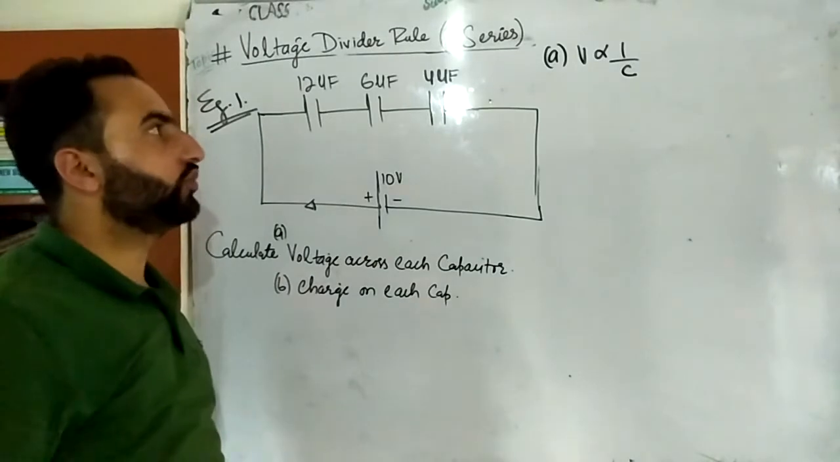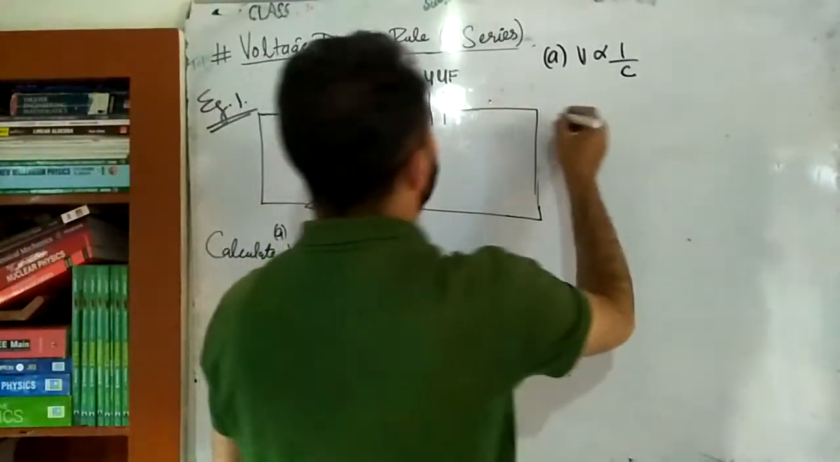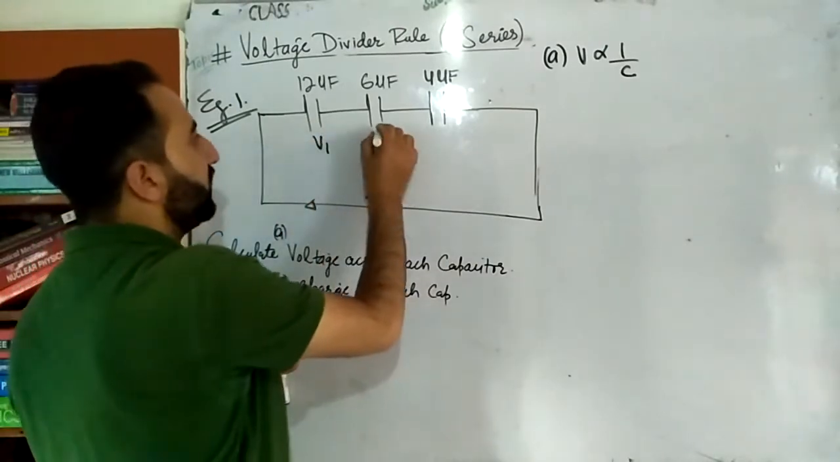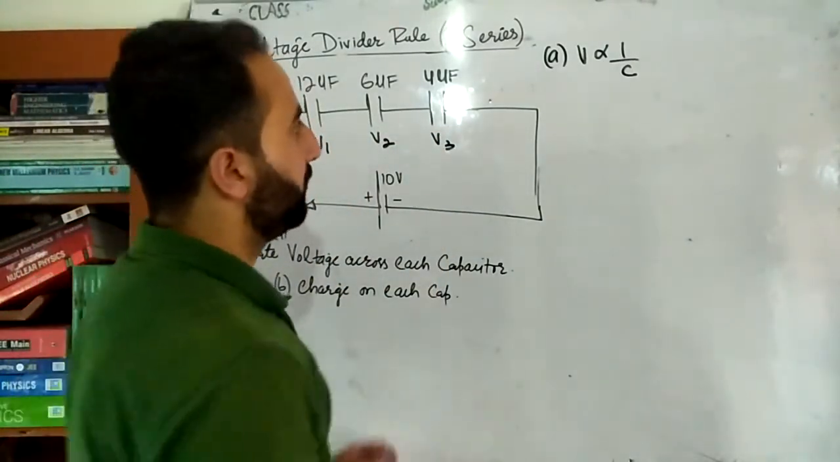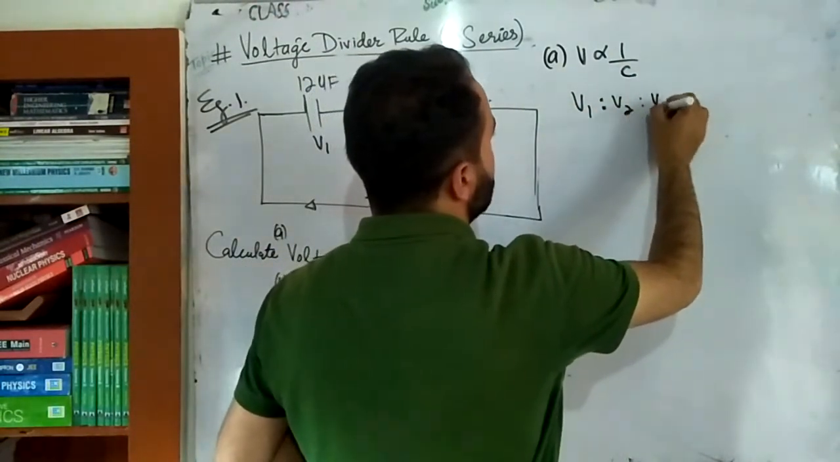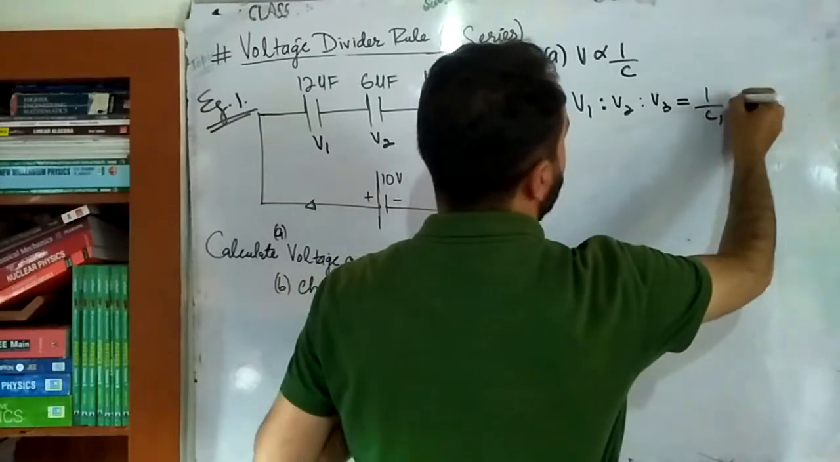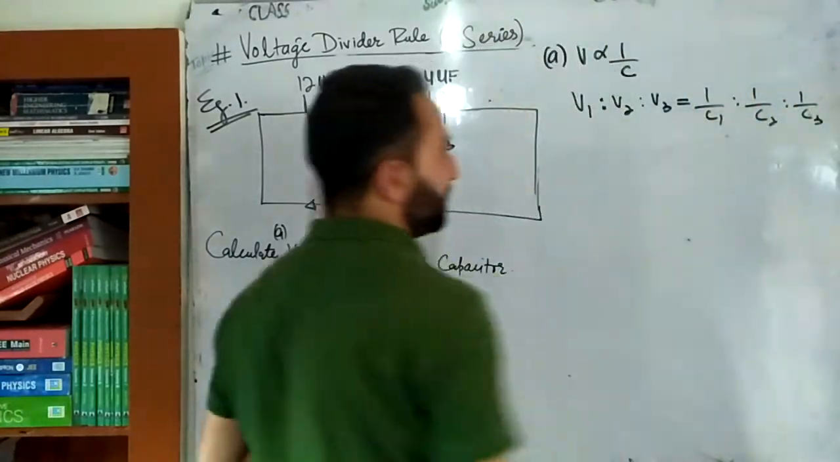Because Q is the same, V is equal to Q divided by C. When Q is constant, V is inversely proportional to C. So I will write like this. Suppose the potential differences across these are V1, V2, V3. Obviously V1, V2, V3 will not be the same. So V1 is to V2 is to V3 will be equal to 1 by C1 is to 1 by C2 is to 1 by C3, and this is called the voltage divider rule.